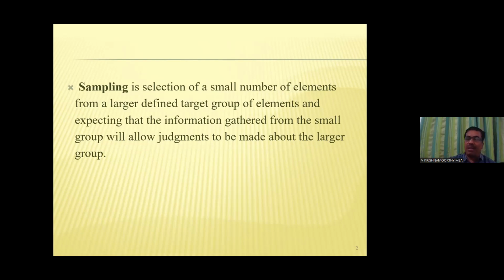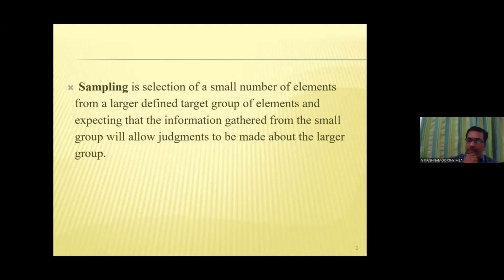Whenever we do research, we cannot collect data from the whole population. Let's take a bank. You would like to do some research with regard to the banking sector. The bank can have 10 lakh customers, sometimes 20 lakh customers. Can you go and collect data from every customer? That is not possible. In such circumstances, we can collect data from some group of people. This is said to be sampling.